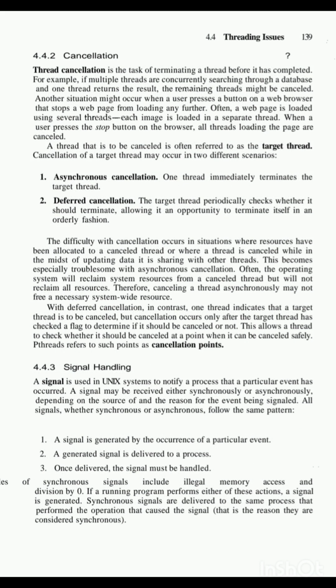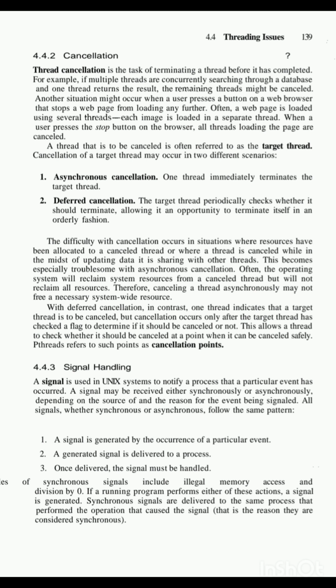Thread cancellation is the task of terminating a thread before it has completed. For example, if multiple threads are concurrently searching through a database and one thread returns the result, the remaining threads might be cancelled. Another situation might occur when a user presses a button on a web browser that stops a web page from loading any further. Often, a web page is loaded using several threads. Each image is loaded in a separate thread. When a user presses the stop button on the browser, all threads loading the page are cancelled. A thread that is to be cancelled is often referred to as a target thread.